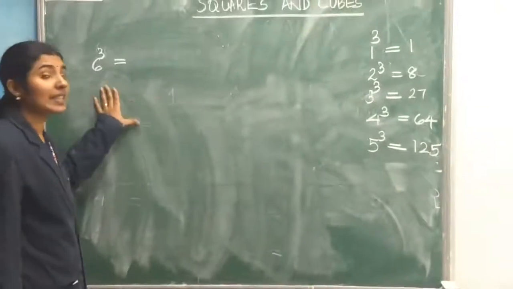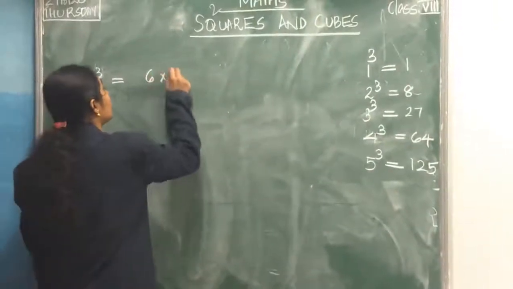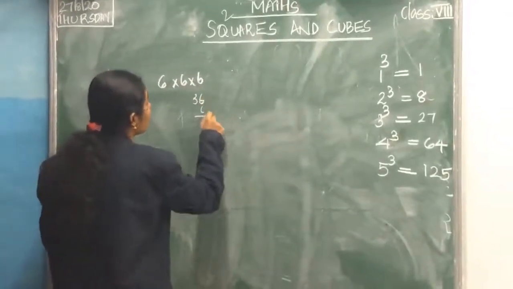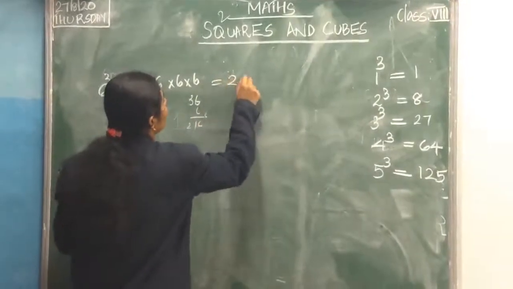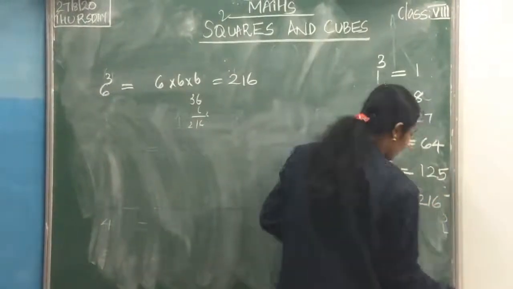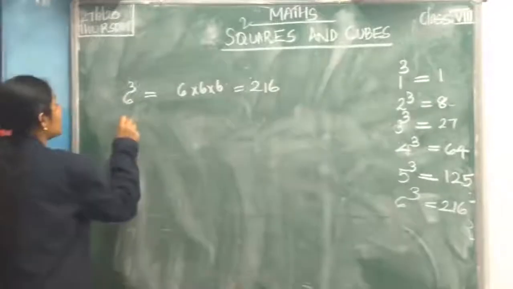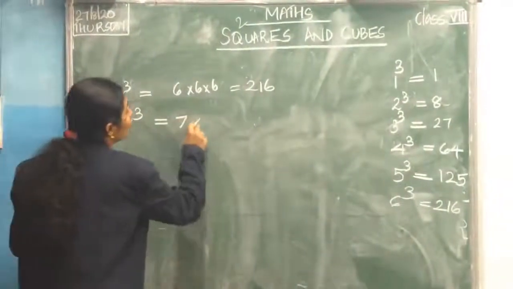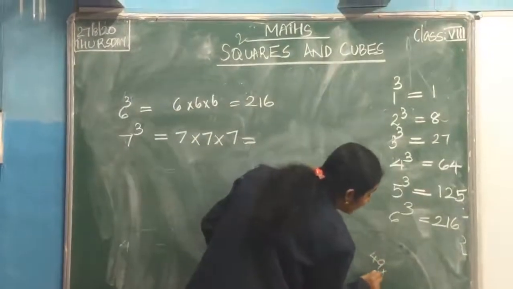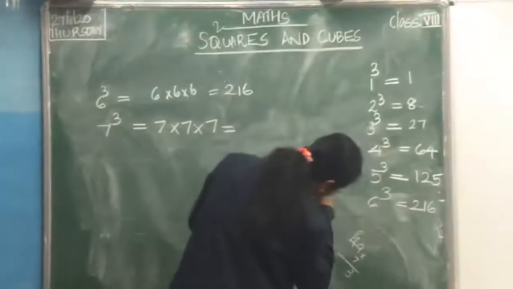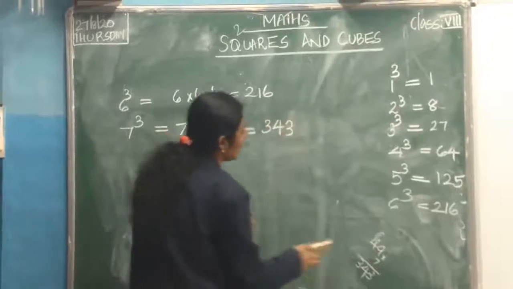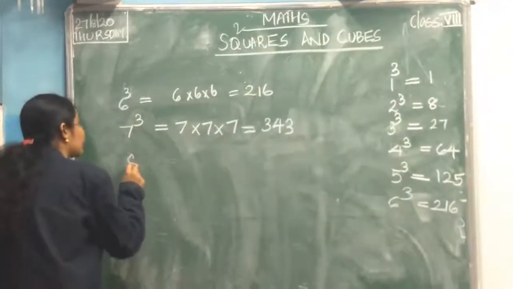Now you should find 6 cube. 6 cube means you should multiply 3 times. 6 sixes are 36, 36 sixes are 216. Write the answer there: 6 cube is 216. Next, you should find 7 cube. That is 7 multiplied 3 times. 7 sevens are 49, 49 sevens are 343.